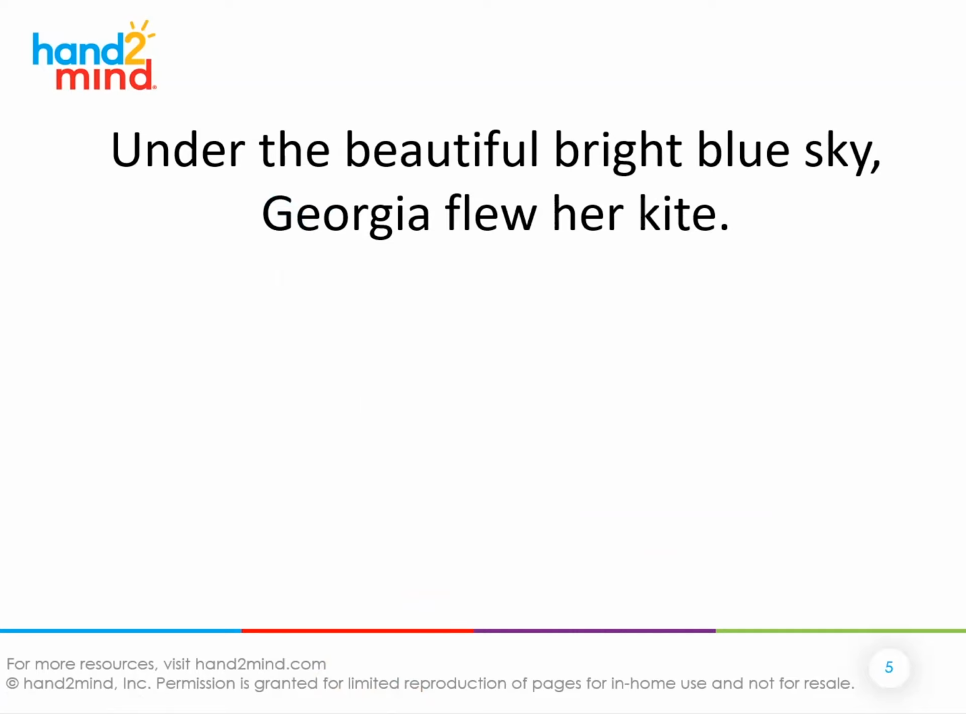Now we're going to look at some sentences and see if we can find examples of alliteration. Let's look at our first sentence. Read the sentence as I read it aloud. Under the beautiful, bright blue sky, Georgia flew her kite. Does this sentence have an example of alliteration? Point to it on the screen.